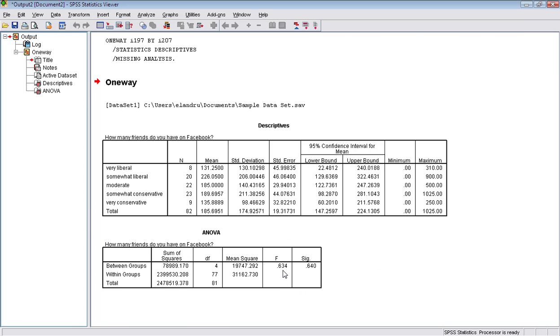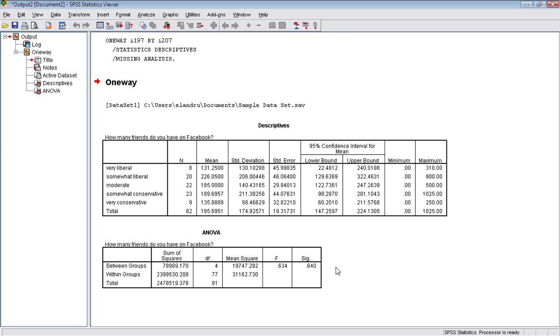Well, anyway, here's our F observed, 0.63. Here's our SIG, and we're going to actually end up accepting the null hypothesis in this example. There is not a significant difference between one's political affiliation and the number of friends they have on Facebook. To reject the null hypothesis, we'd look here at the SIG, which stands for significance, and we would reject that if that number were less than 0.05.